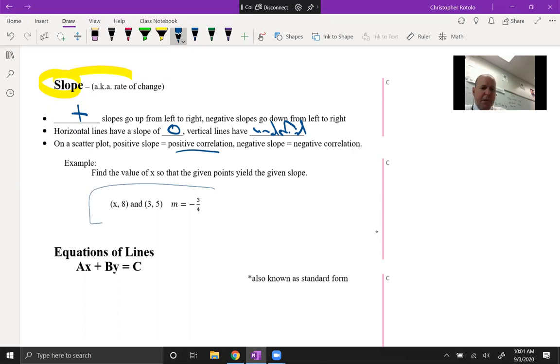So some things that you already know is a slope equation. So we do want to subtract the y's. So 8 minus 5, if I start with 8, I have to start with x because it is rise over the run. And that has to be equal to negative 3/4. So we can work with it this way and then cross multiply.